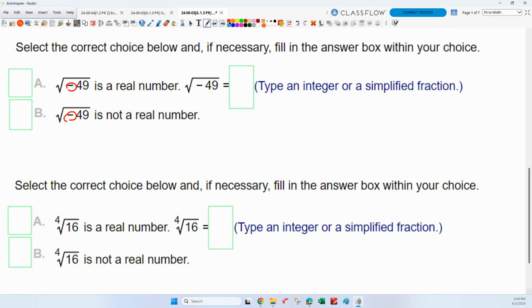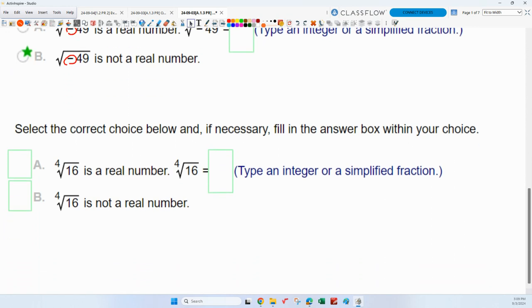Okay, so this one is B. And we're done. It's not a real number, so we can't simplify it. It isn't a number. Okay, make sense? Okay, 2 rules. Remember those 2 rules. Okay, last one. The 4th root of 16. Is that a real number or not? It is. I'm going to get an answer. Okay, we know if I put it in a calculator, it's going to give me an answer.